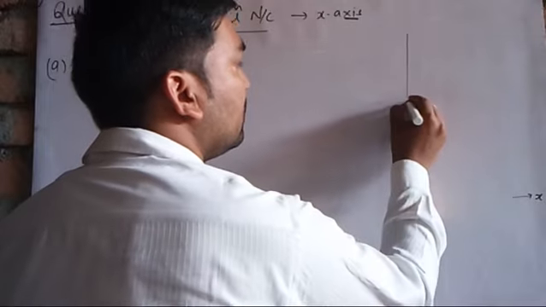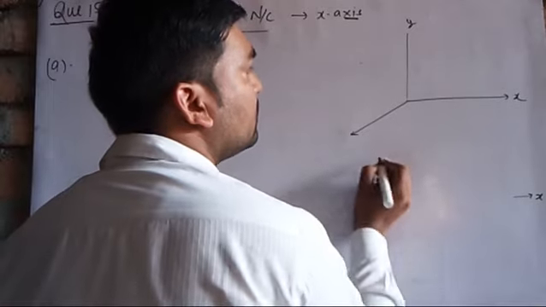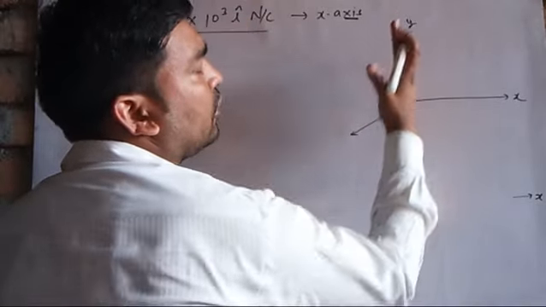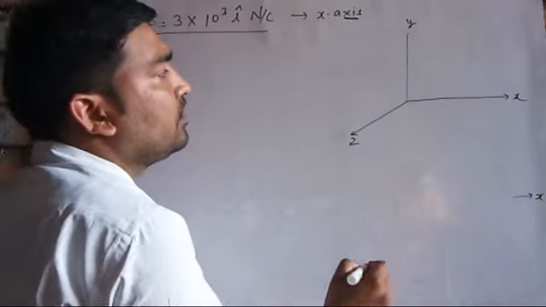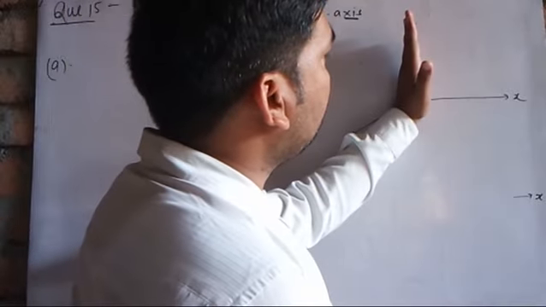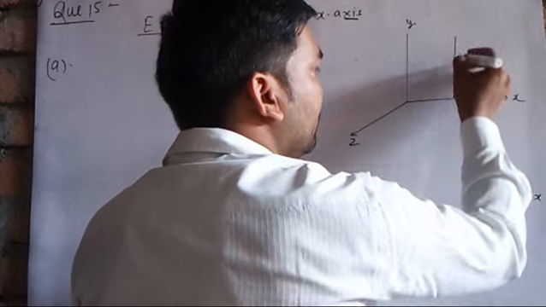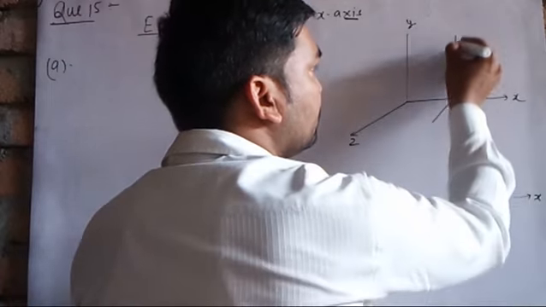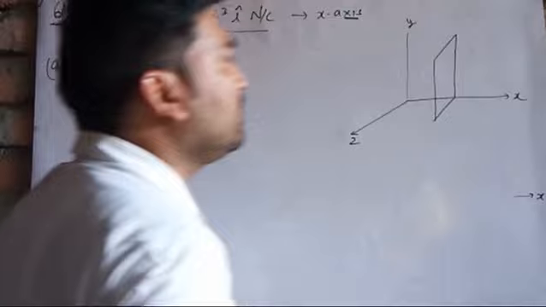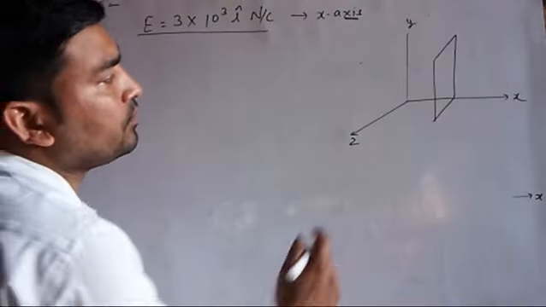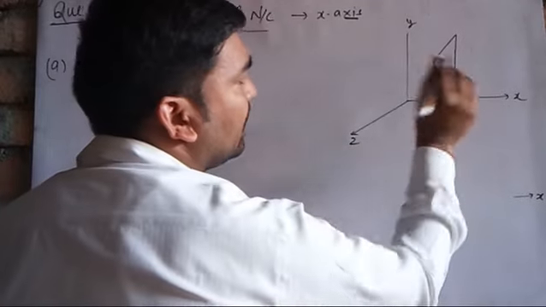Let us draw a Cartesian coordinate. This is the x coordinate, y and z. Now we have to draw a plane parallel to the YZ plane. This plane is the YZ plane, and a plane parallel to this YZ plane is this one. This is a square shape with side 10 centimeters. Then what is the electric flux?